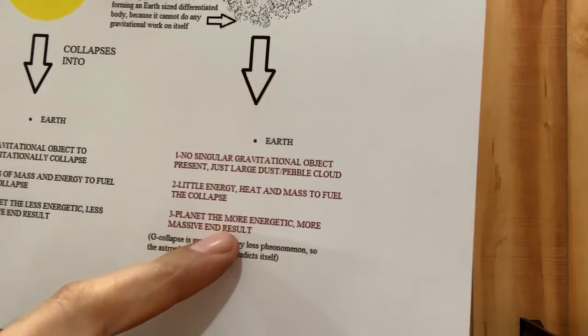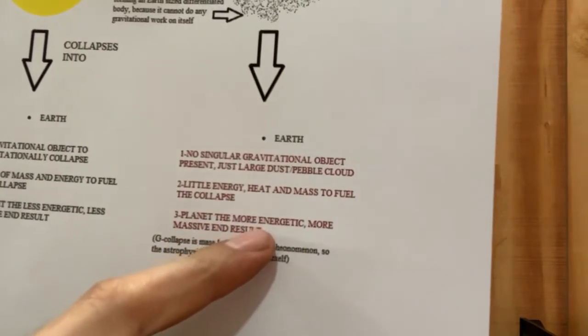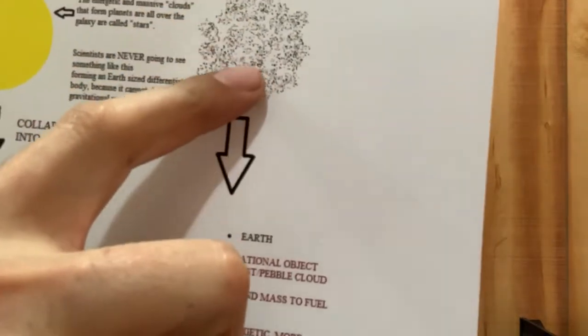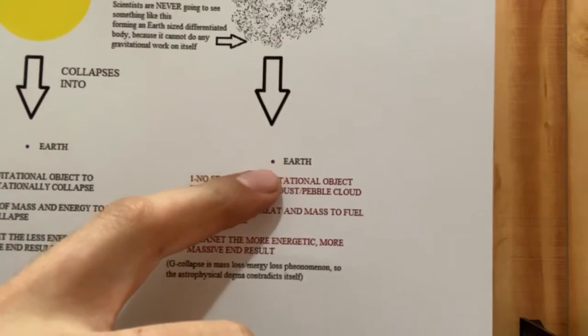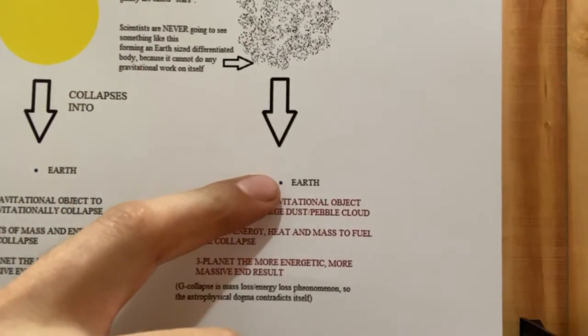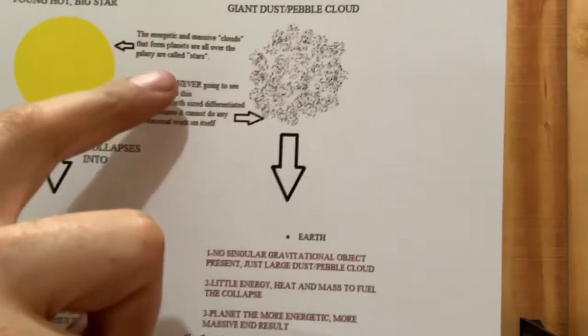And the planet, they have the planet as the more energetic, more massive end result. So all the small pebbles clump together to make one singular object. And that doesn't make any sense because this is vastly more energetic and massive than all of this.